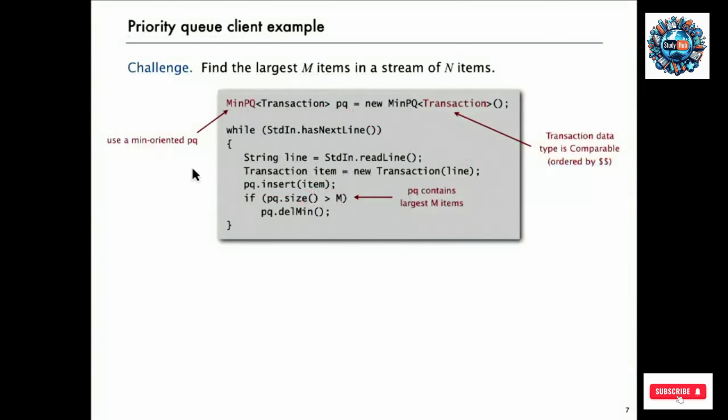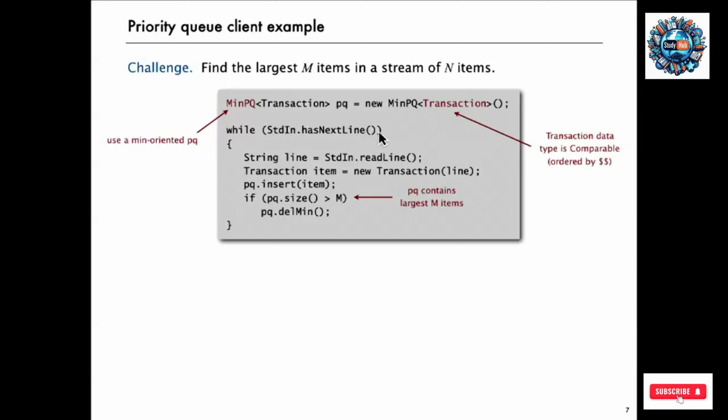So we're going to use a min-oriented priority queue, one where we can delete the minimum. It'll be generic, so we have a transaction type that holds this information, including natural ordering, where it's ordered by dollars, that last column. So we'll build a new min priority queue, where we have the capability to delete the minimum.